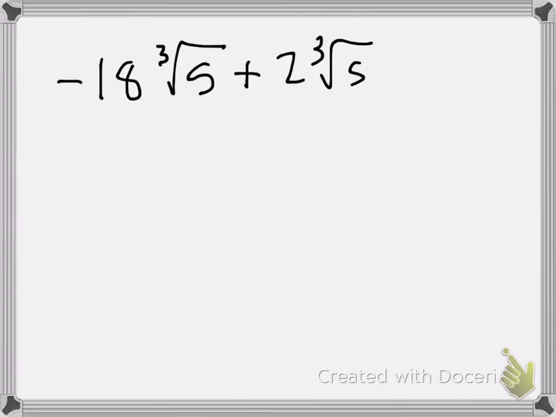Okay, so going back to my original problem, now I've rewritten my new terms using the work I did when I simplified those first 2 radicals. And it turns out now that both of these terms have cube roots of 5 on them. So they're like radicals at this point, and we can add them like we do any like terms. We're just going to add the coefficients in the front. So negative 18 plus 2 is negative 16. And then the radical part doesn't change, so we'll just bring that cube root of 5 on down. So negative 16 times the cube root of 5 is what we're looking for there.